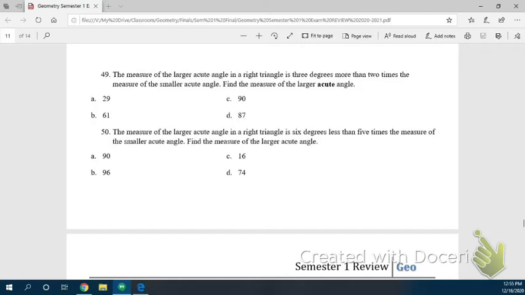All right, so for number 49, it says the measure of the larger acute angle in a right triangle is 3 degrees more than 2 times the measure of the smaller acute angle. So you need to draw a right triangle. One angle is always x, and the other one is the one that you have to work with. 2 times that angle will be 2x, but 3 degrees more would be 2x plus 3. From here, you know all the angles in a triangle add up to 180. So you can do x plus 2x plus 3 plus 90 equals 180. Combine like terms.